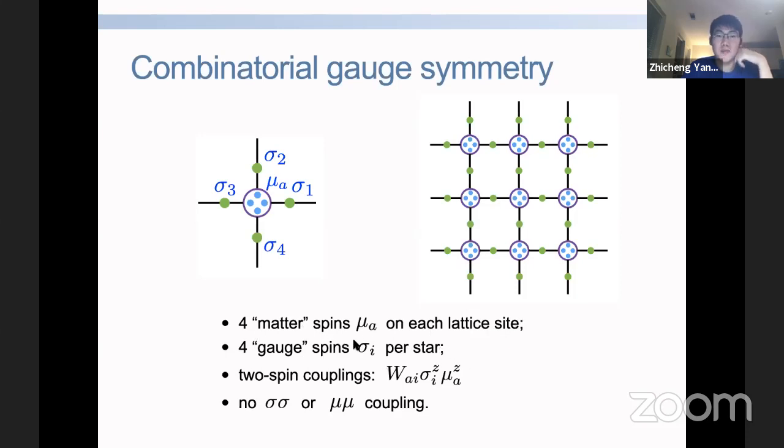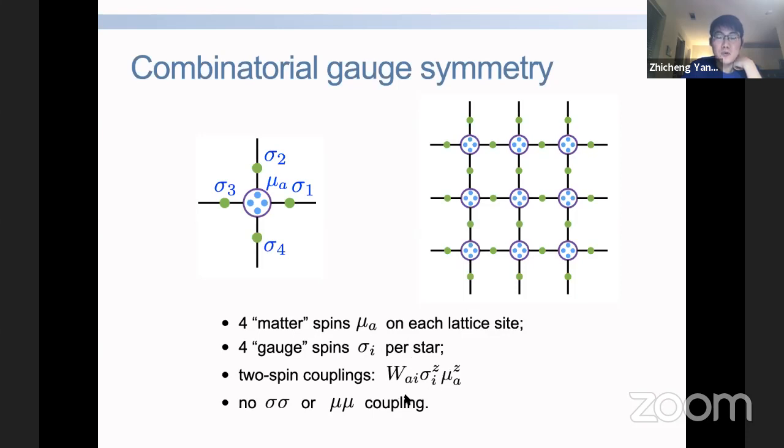Now, in constructing the Hamiltonian for the stars, we consider 2-spin couplings that take the following form. Notice that we're only allowing couplings between the sigma and the mu spins. So I can write the coupling as W_{Ai} sigma_i^z mu_A^z, the Z component only. W is a 4x4 matrix, because for each star we have 4 gauge spins and 4 matter spins.